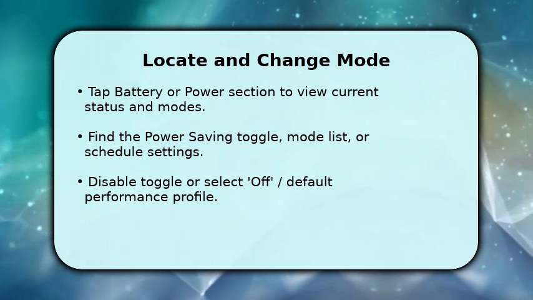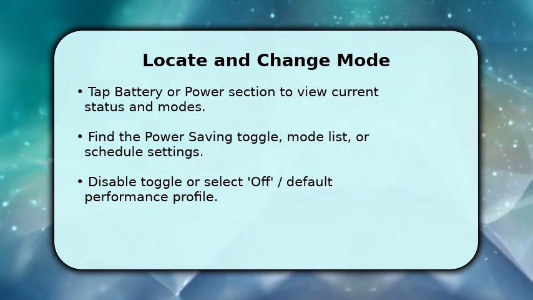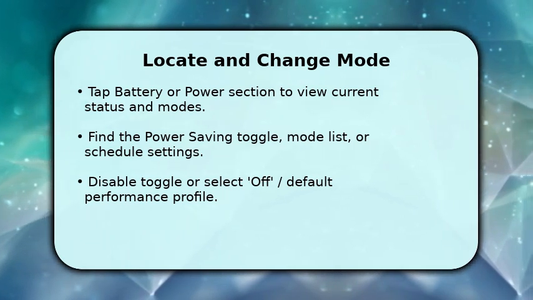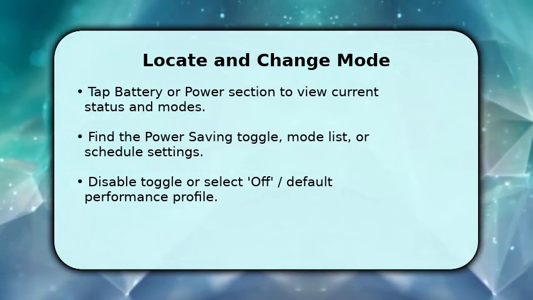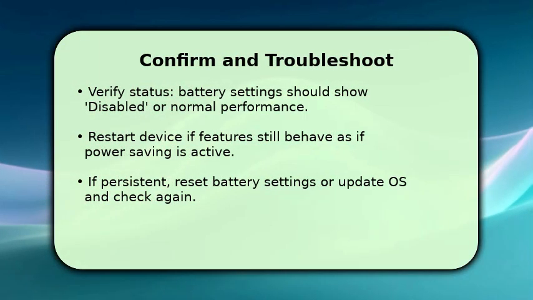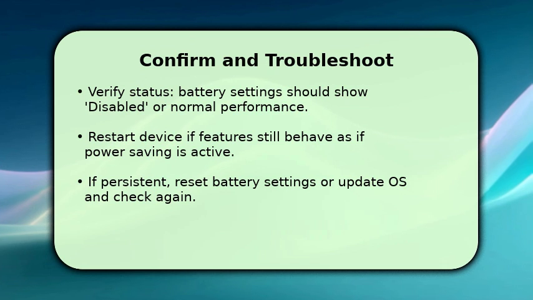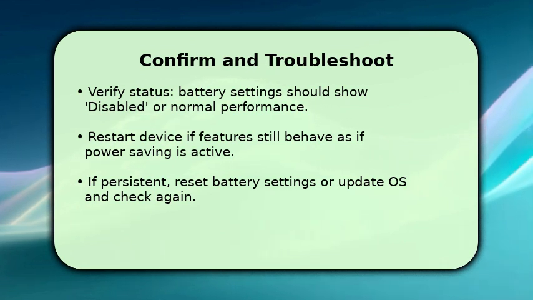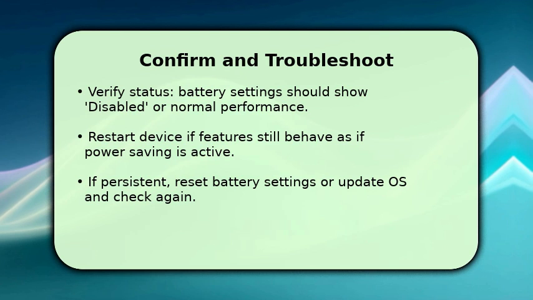Make sure any automatic schedule or threshold, for example, turn on at 15%, is also off. Finish by confirming the change. The battery menu should indicate power saving is off or show your device in normal performance. If apps still restrict background activity, restart the device to clear cached power policies.